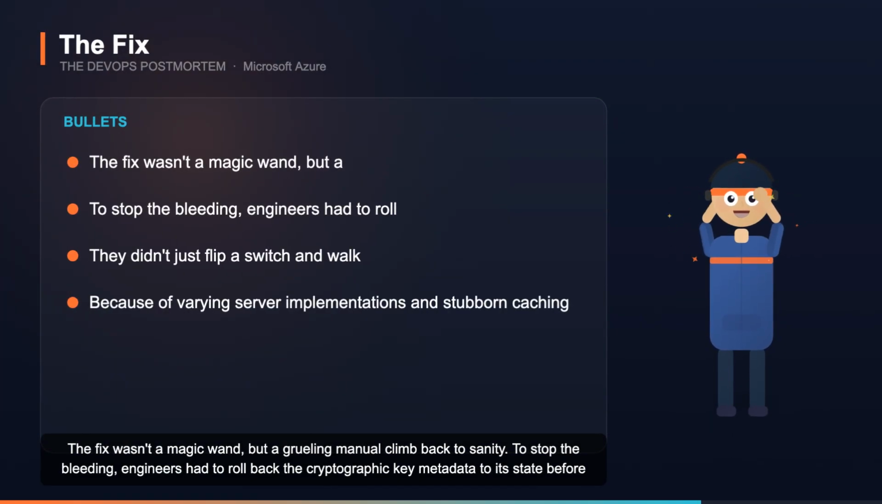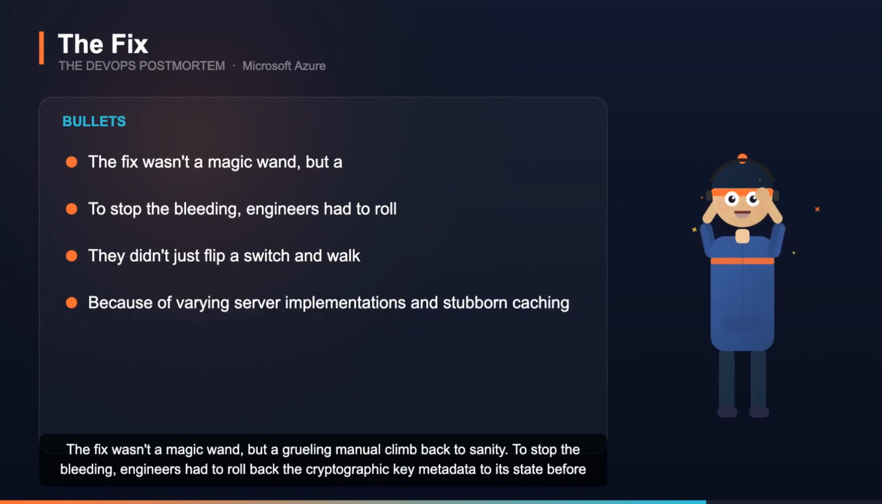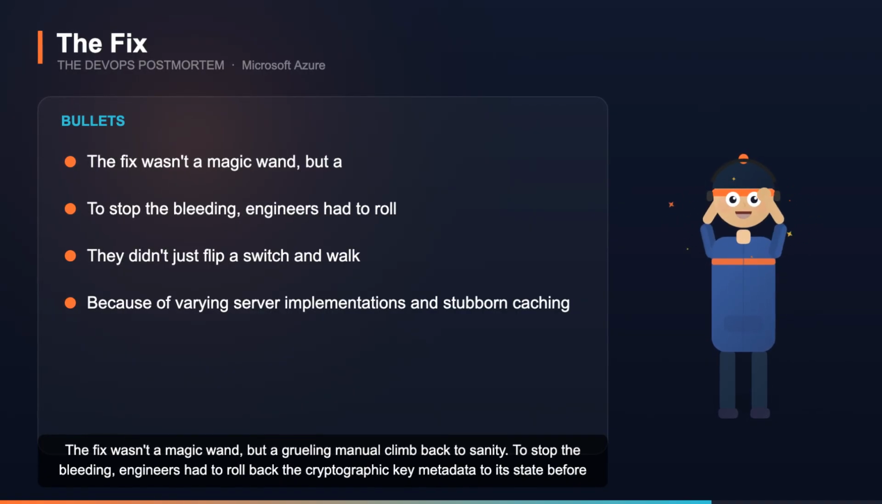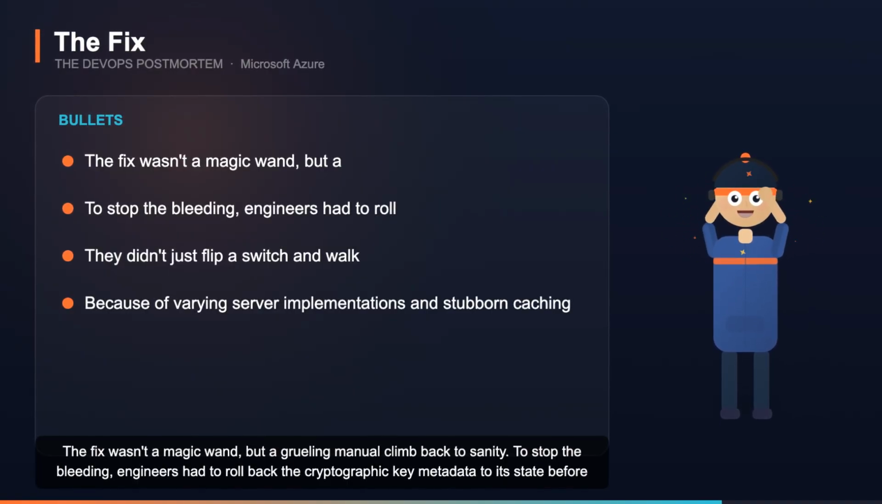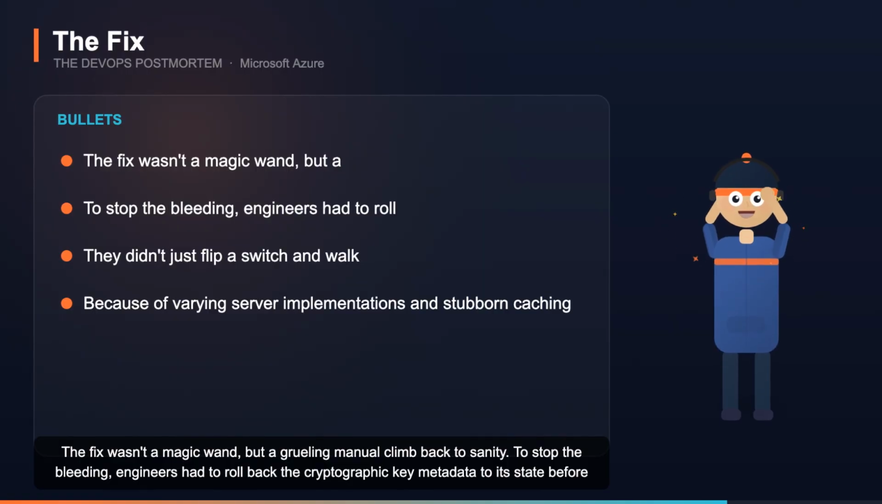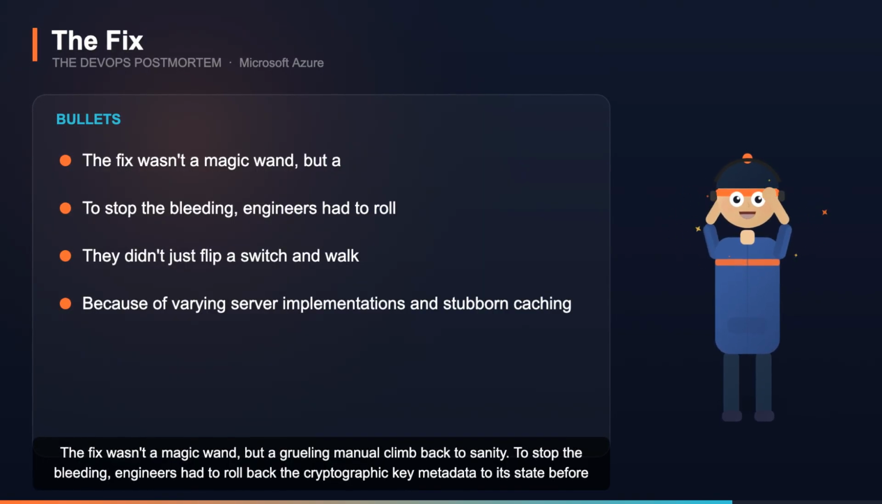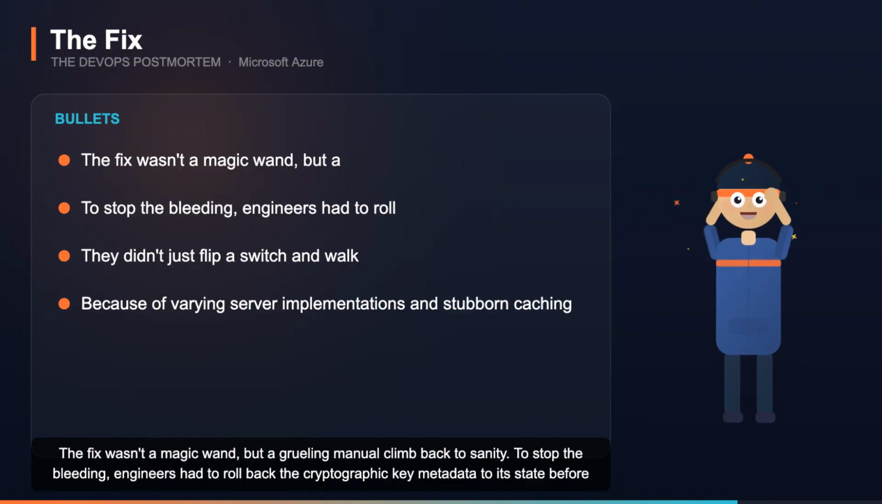To stop the bleeding, engineers had to roll back the cryptographic key metadata to its state before the chaos began. They didn't just flip a switch and walk away. They had to perform targeted restarts of affected services to force through the changes. Because of varying server implementations and stubborn caching mechanisms, it took hours for the old keys to propagate across the globe. We saw a gradual recovery as those caches finally cleared, but the work wasn't done.